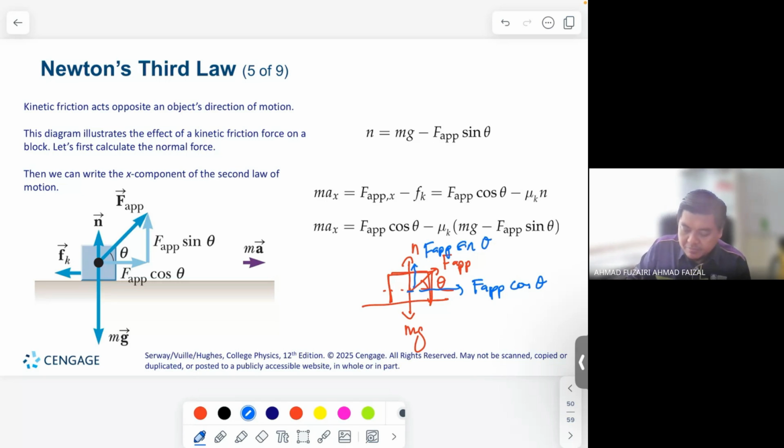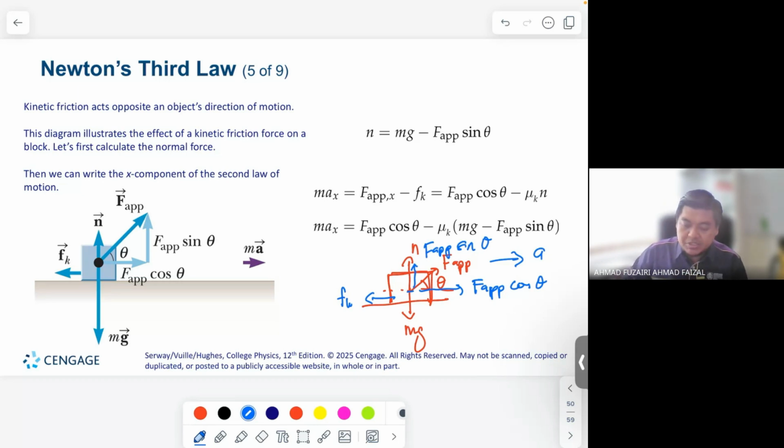If the box or object is going to the right, of course the friction should oppose the motion, so it goes to the left side. So when you write down the equations, you need to consider these things.